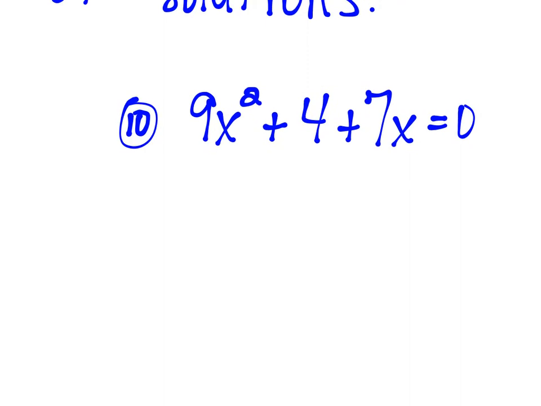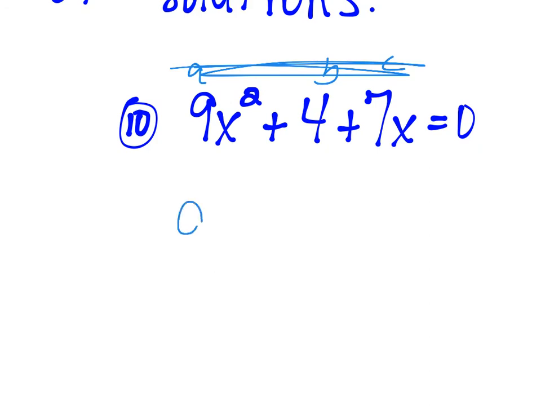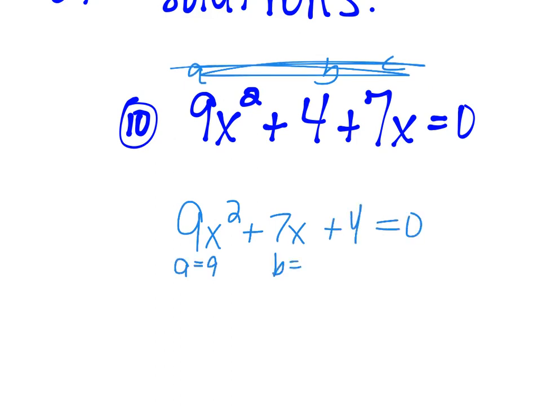Do I need to do anything? Flip flop, 7x and 4. Everybody look, do I need to do anything? Yes, you have to flip the 4 and the 7. This is not A, B, C. Remember, it has to go x squared, x, then your constant. So I'm going to rewrite this as 9x squared plus 7x plus 4 equals 0. So A is 9, B is 7, and C is 4.